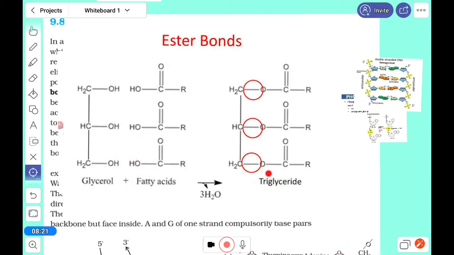So this is called triglyceride because the fatty acid number is 3 and glycerol is 1. Here you can see the water molecule moves out, so that the bond will form. So this is the triglyceride or fat. Okay.